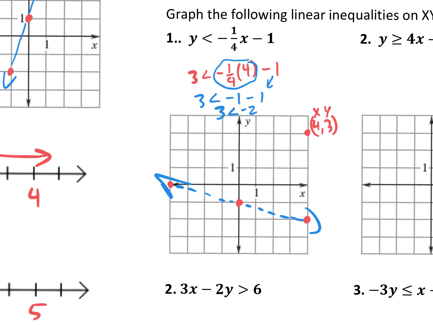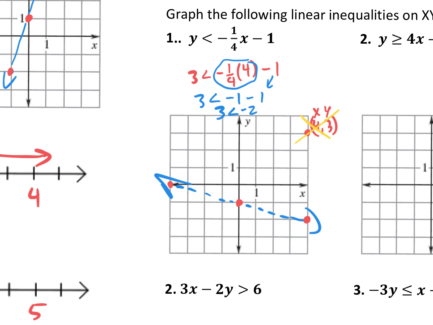That's false. So what does that tell us about that actual point? That it's not an answer, right? It doesn't work. That means that none of these points up here will work. By the way, I just randomly picked 4 and 3. There are easier numbers or easier points to pick.